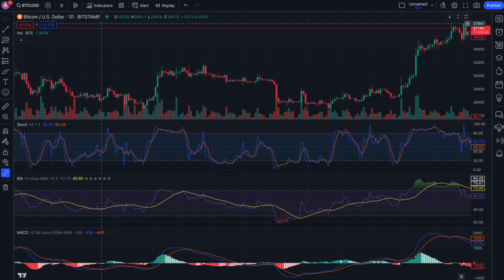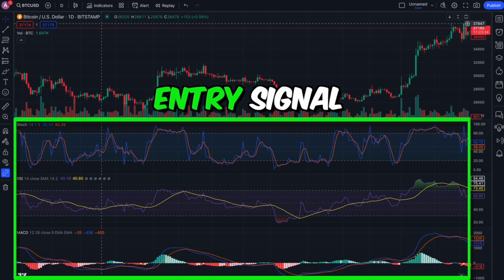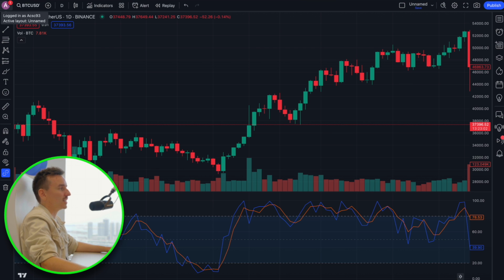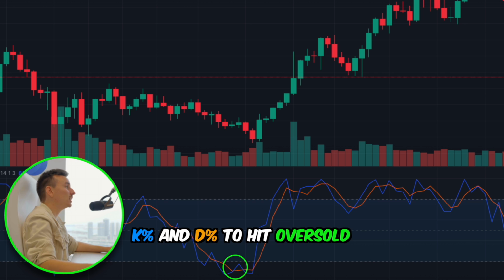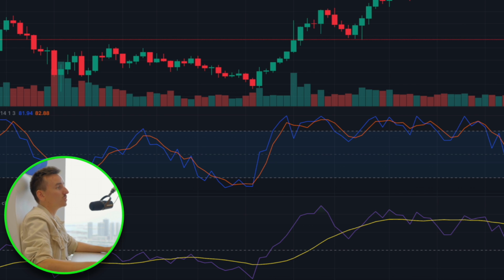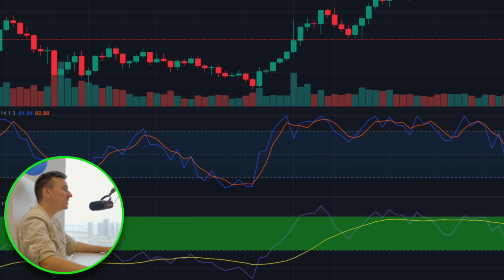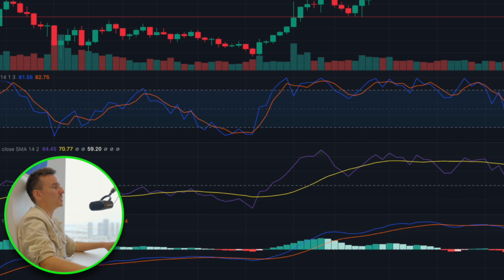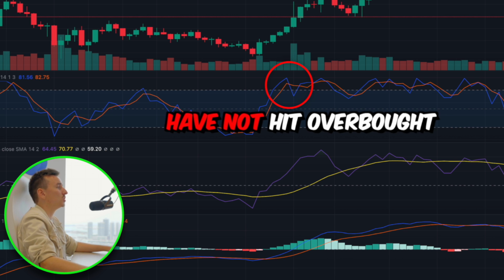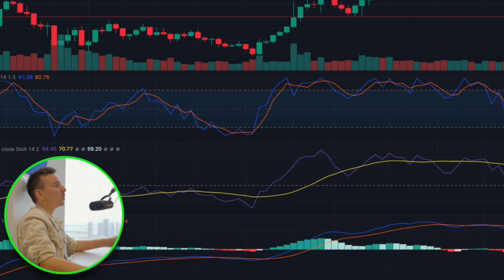Now, let's start by looking at the entry signal of these 3 indicators to identify a buy signal. First, look at the stochastic indicator and wait for both the K and D lines to hit oversold. Next, use the RSI to confirm an uptrend by ensuring it is above the middle line. Finally, use the MACD to validate the upward momentum by waiting for the MACD line to cross above the signal line. Once this happens, you should make sure that both stochastic lines have not hit overbought yet. If all the rules are met, it's time for you to take a buy position.